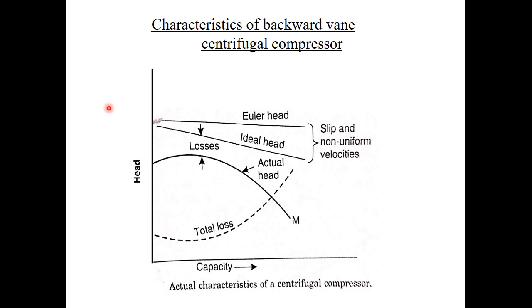This graph shows the characteristics of a backward vane centrifugal compressor. You can see the Euler head almost remains the same as the capacity varies. This is a graph of head versus capacity. You can see the ideal head varies slightly from the Euler head due to slip and non-uniform velocities, whereas the actual head varies considerably due to the losses. Also, the total loss increases with the capacity.